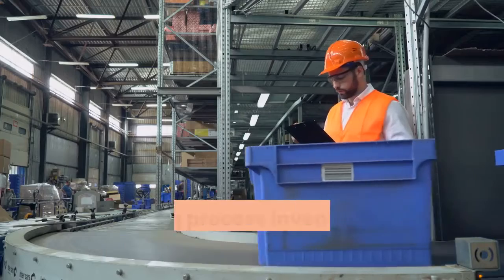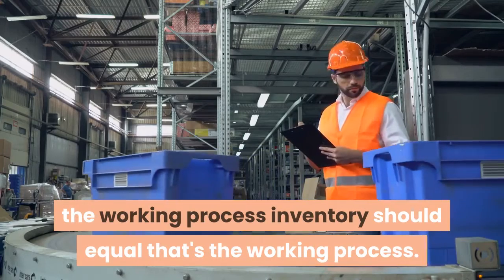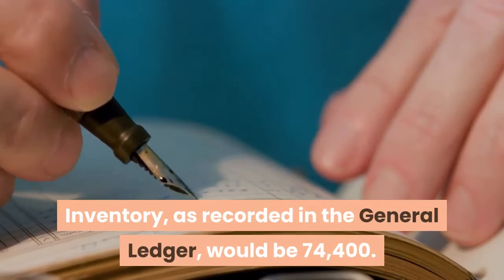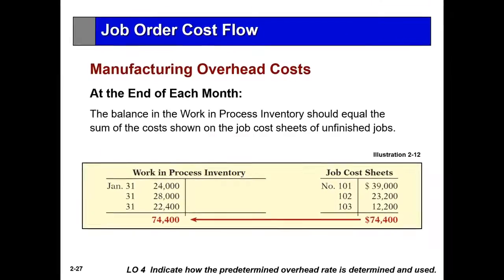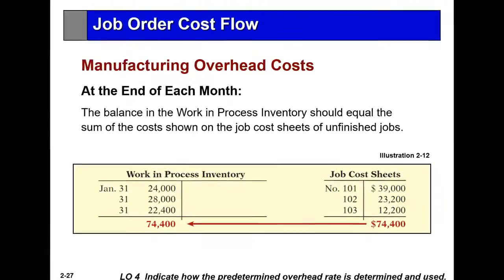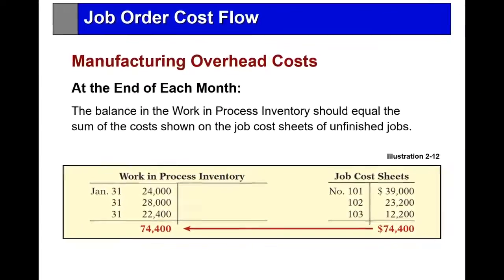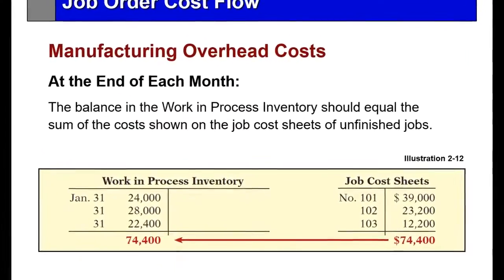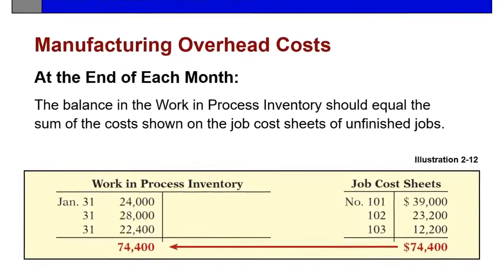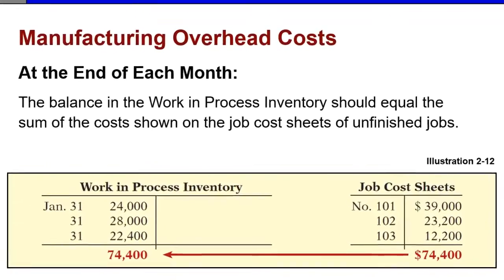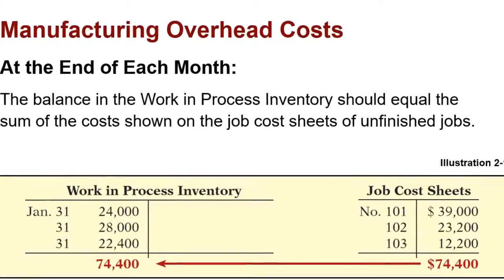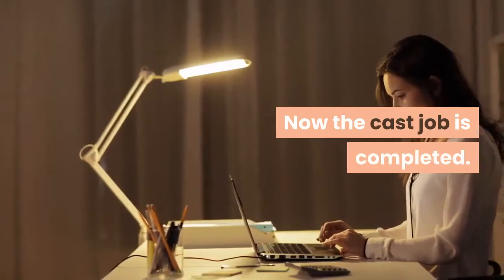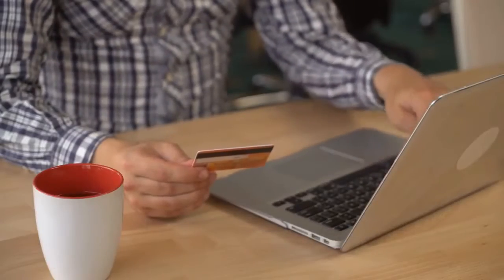So at the end of the month, the work in process inventory, as recorded in the general ledger, would be 74,400. My three cost elements: direct material, direct labor, and overhead on the job sheets. When I take job 101 and add the total cost in job 102 and 103, I come up with 74,400. So you see, management always has control of the manufacturing cost on the production floor of a manufacturing company through the records. Now the job is completed. The card is finished and sent out.